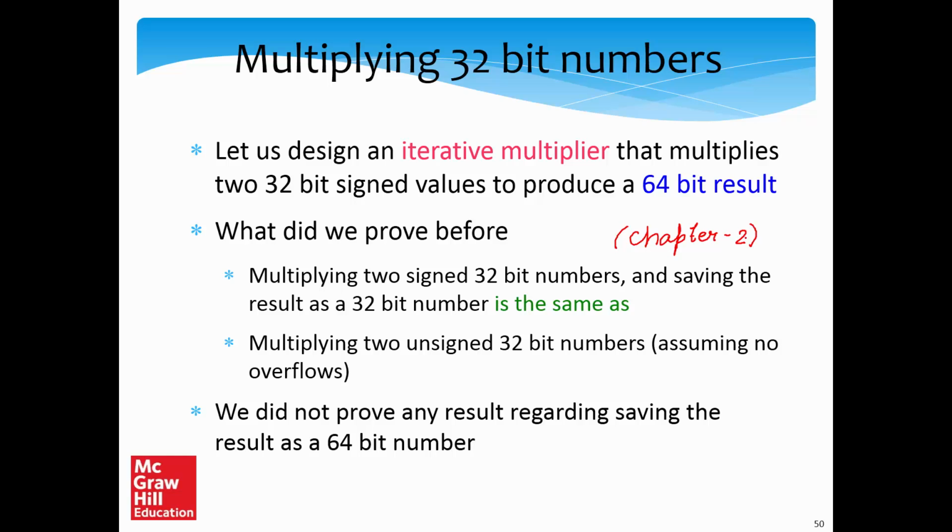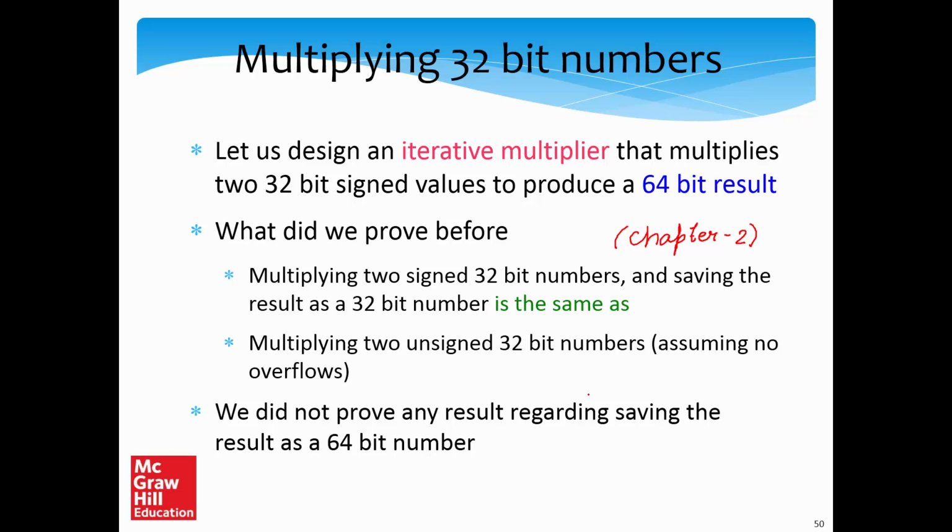like this, that when we multiply two signed 32-bit numbers and save the result again as a 32-bit number without any overflows, it is exactly the same as considering both the 32-bit numbers to be unsigned numbers and performing regular unsigned multiplication on them, and then using the last 32 bits as the result, right? So that's what we proved, and we showed examples that it works, and we also theoretically proved that this result is correct. In this case, what we want to do is slightly more generic and more complicated.